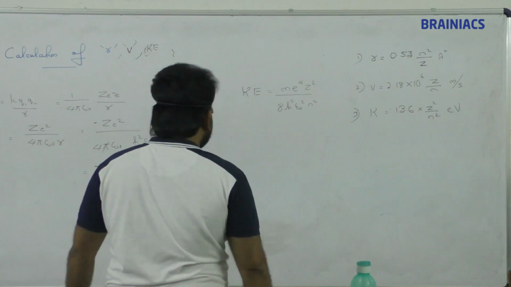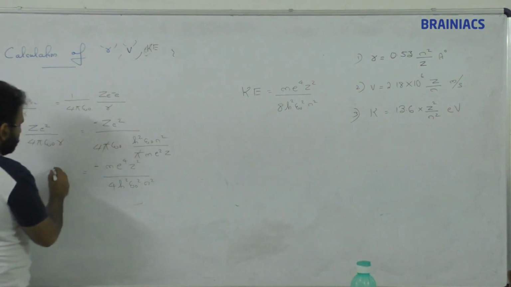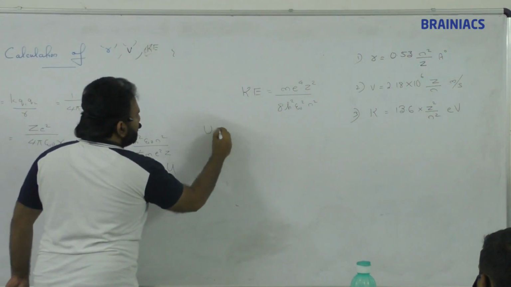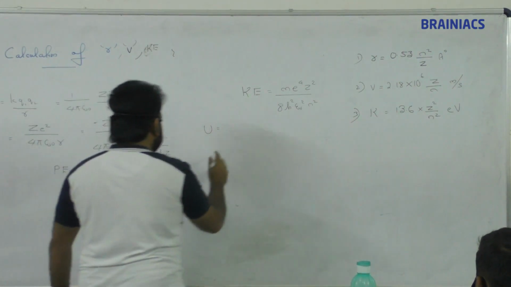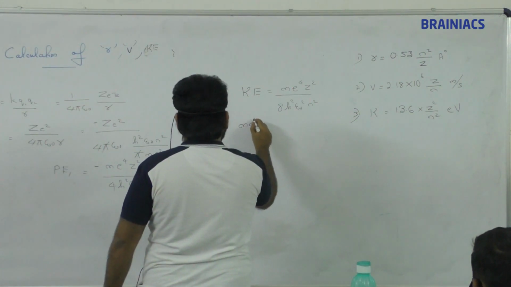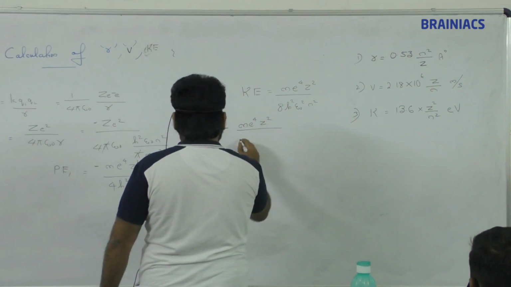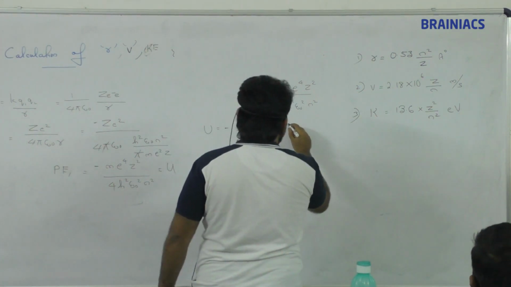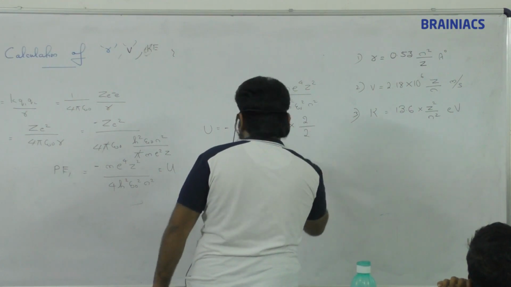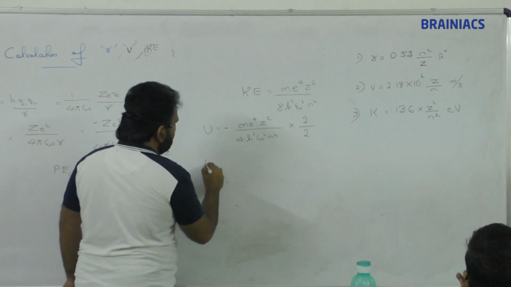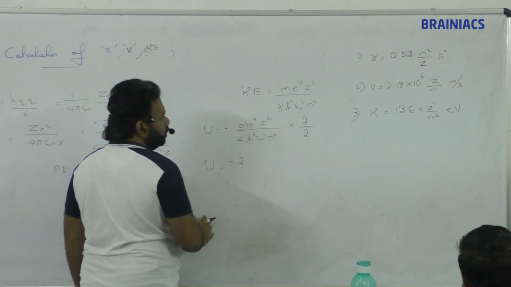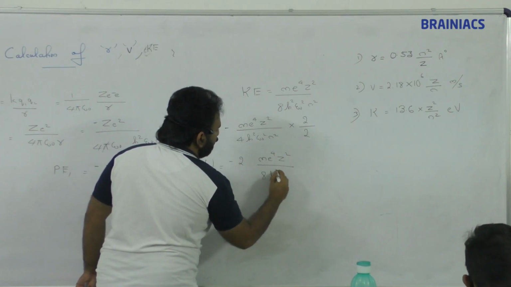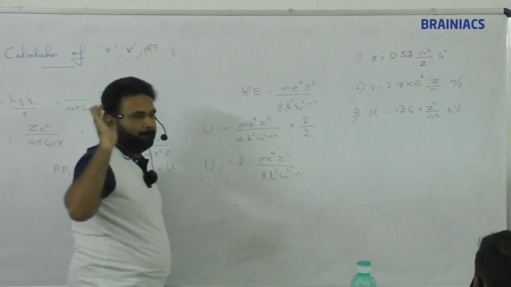Right, correct or what? So this is potential energy, or we can say this is nothing but U. So U is equal to, kinetic energy is here. Now the same formula, minus m e raised to 4 z square divided by 4 h square epsilon naught square into n square, and divided by 2, I will be getting potential energy as minus 2 into m e raised to 4 z square divided by 8 h square epsilon naught square n square.